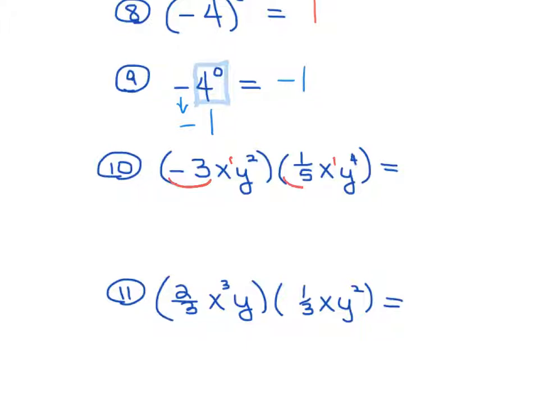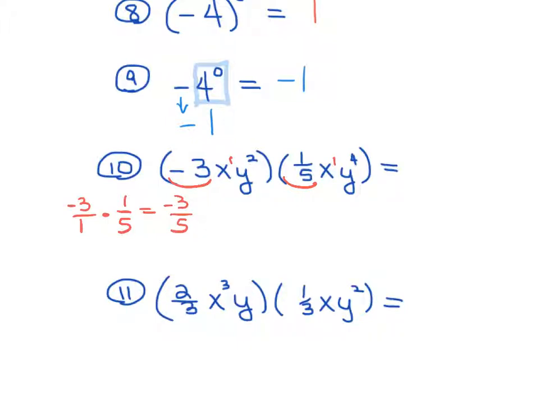So the first thing I'm going to do when I'm multiplying two monomials is multiply the coefficients. So really what I'm doing here is -3, and I'm going to make it a fraction because I'm going to multiply it with a fraction. And the way that I can make a whole number into a fraction is I could put a 1 in the denominator. And then I'm going to multiply -3 over 1 times 1 over 5, and I get -3/5.